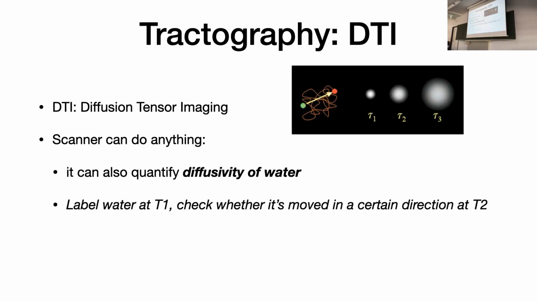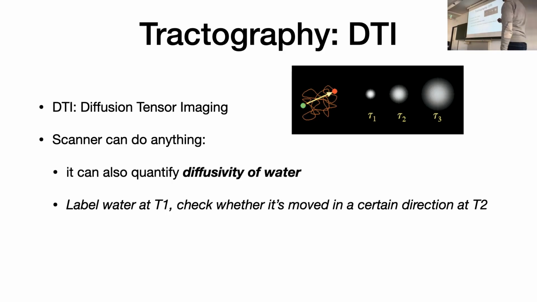So what you do is you label water at T1, at time point 1. So that's not T1 for contrast, but time point 1. And then you can sort of check whether it's moved in a certain direction at time point 2. So you look at a difference, and you look at a difference in certain directions. Right? So you can imagine that if water is able to move freely, it diffuses much faster, and thereby you get a stronger drop in this label that you've performed.